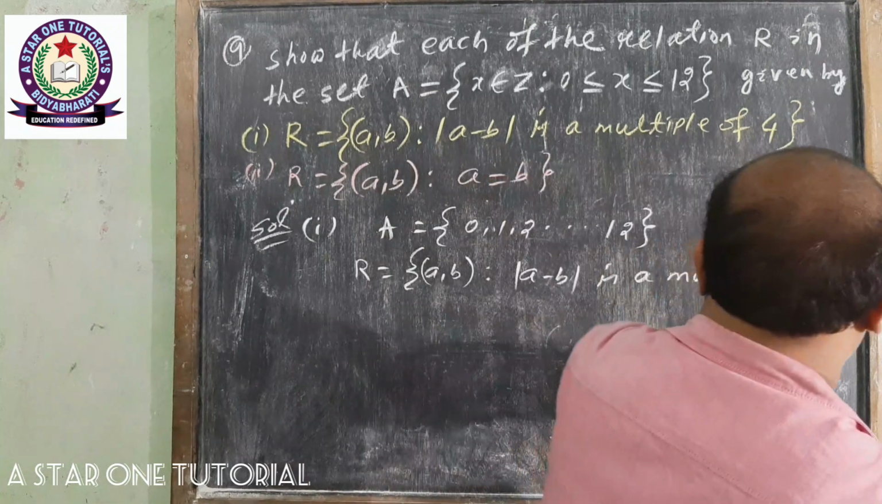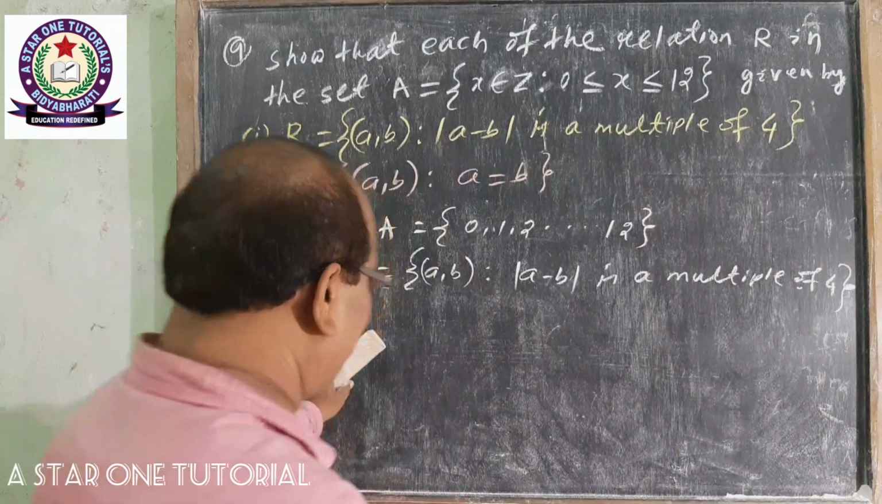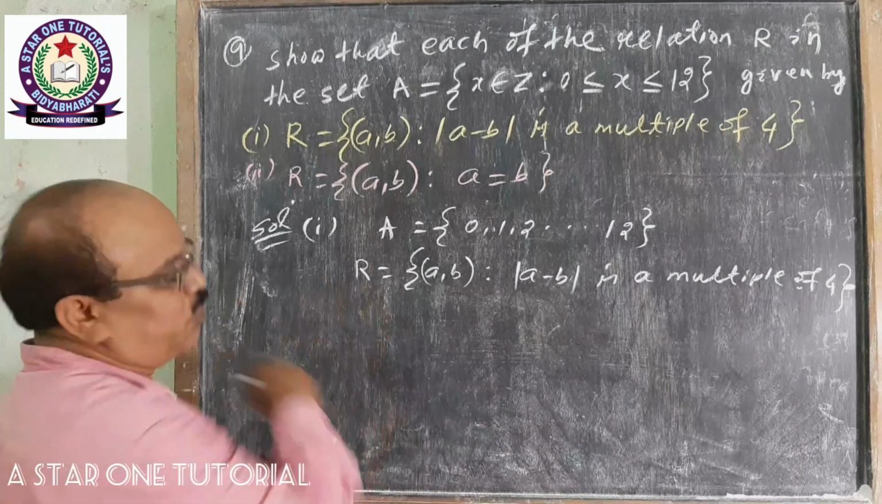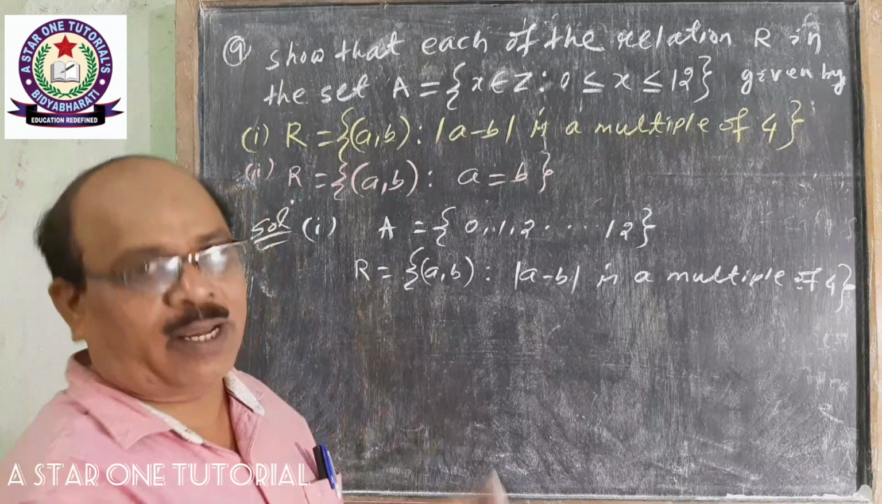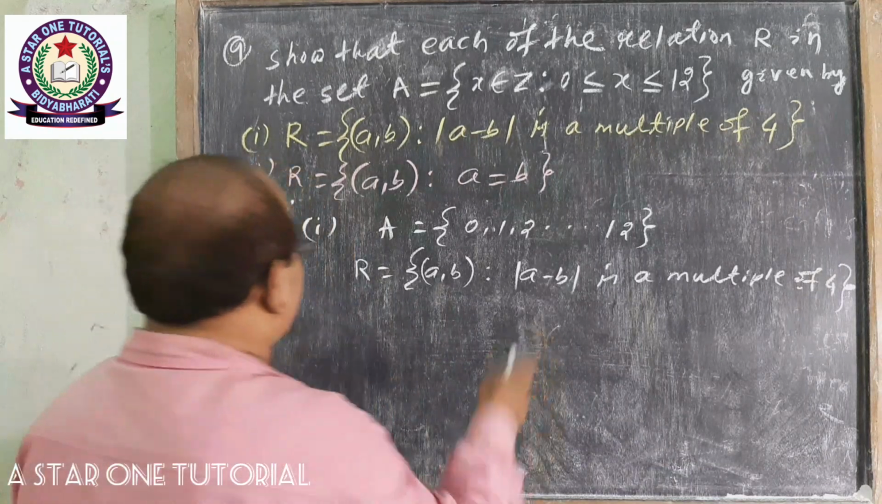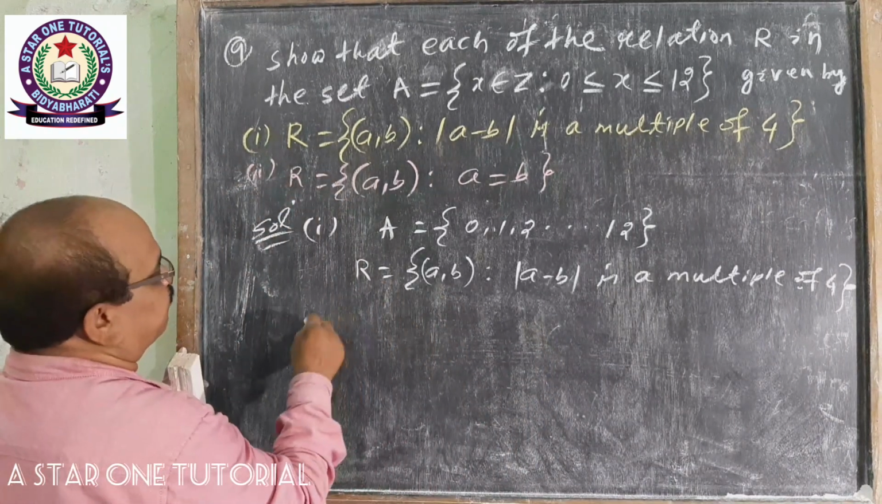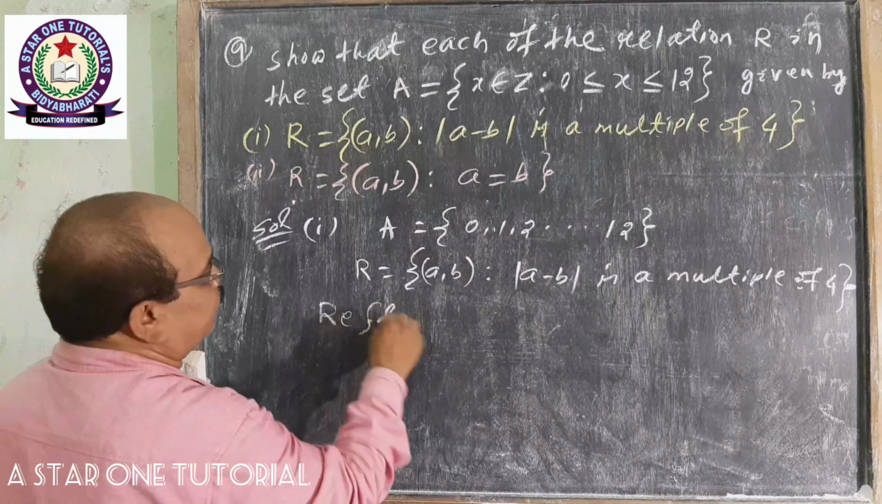But we don't need to write R in the roster form. We need only to show that this is an equivalence relation. That means we have to show that this is reflexive, symmetric and transitive. Okay, so let us check for reflexivity.